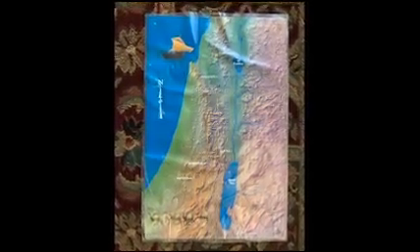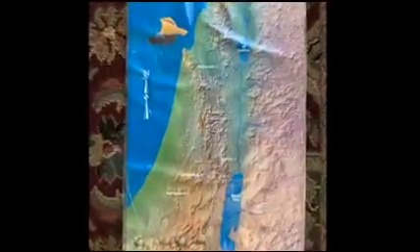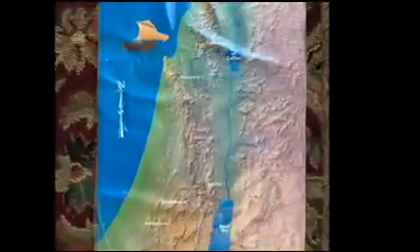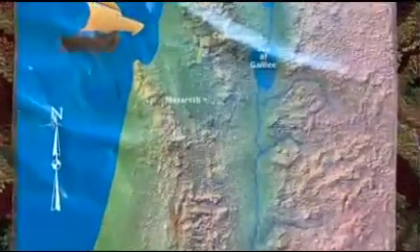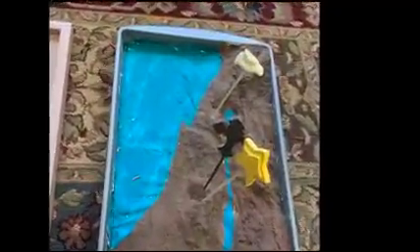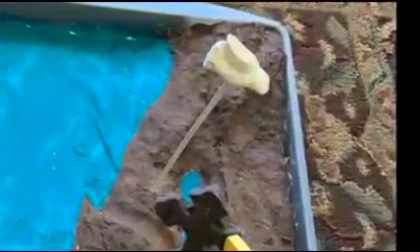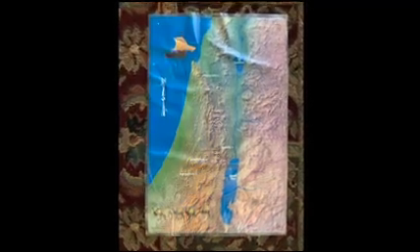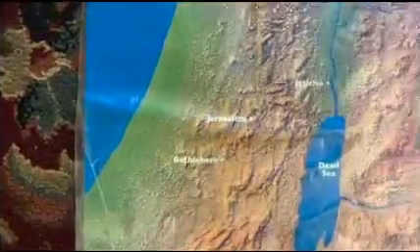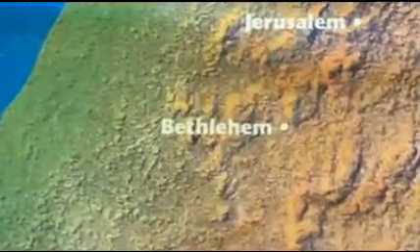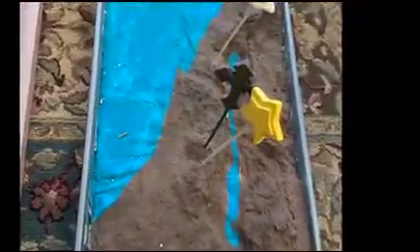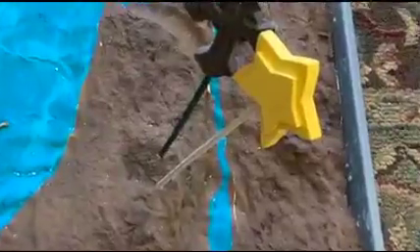In Israel, there are three very important places in Jesus' life. Nazareth. Nazareth is the place where the Holy Spirit came to Mary, and she found out she would become the mother of Jesus. A dove is the symbol of the Holy Spirit. Bethlehem. This is where Jesus was born. We use a star to represent Bethlehem. Why would we use a star? Because the Magi followed the star to find baby Jesus.